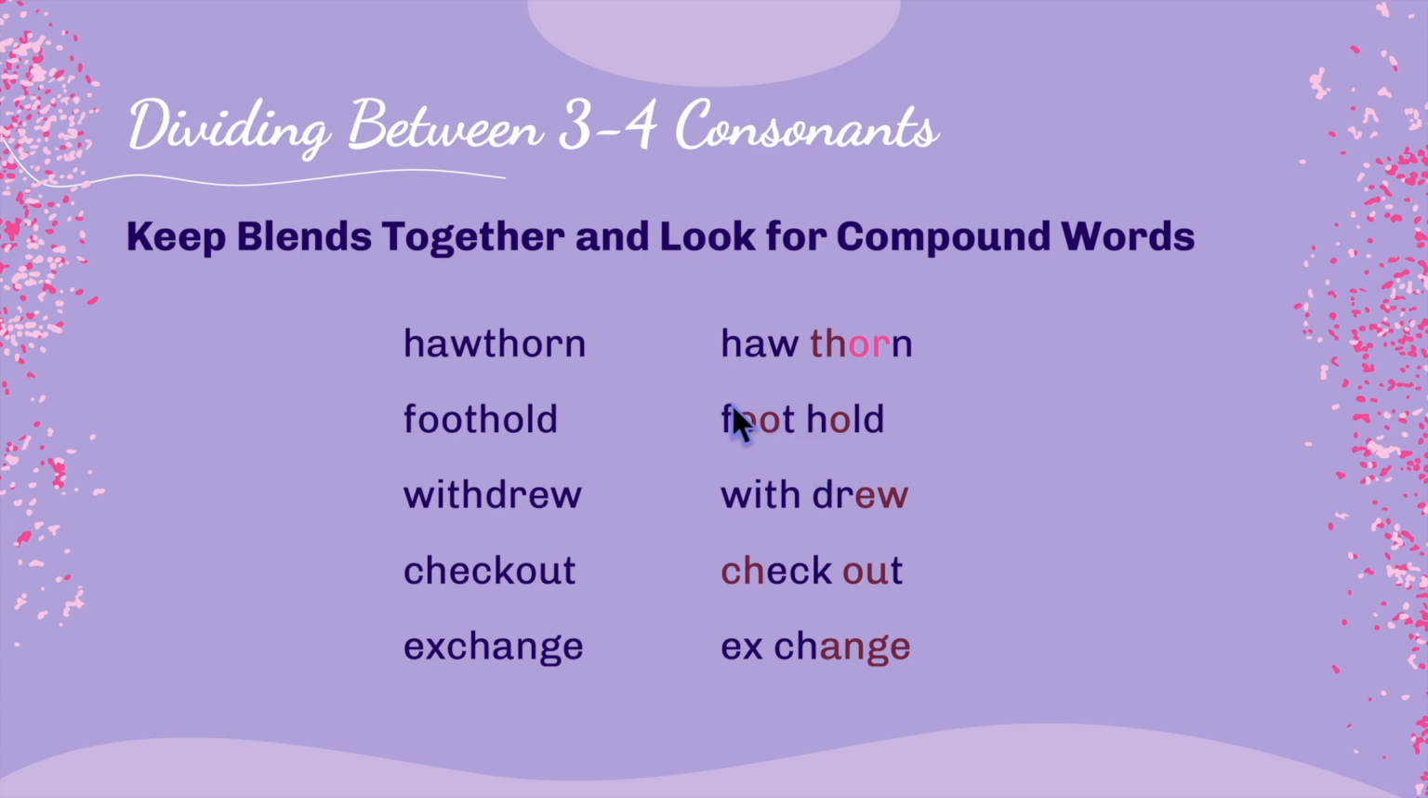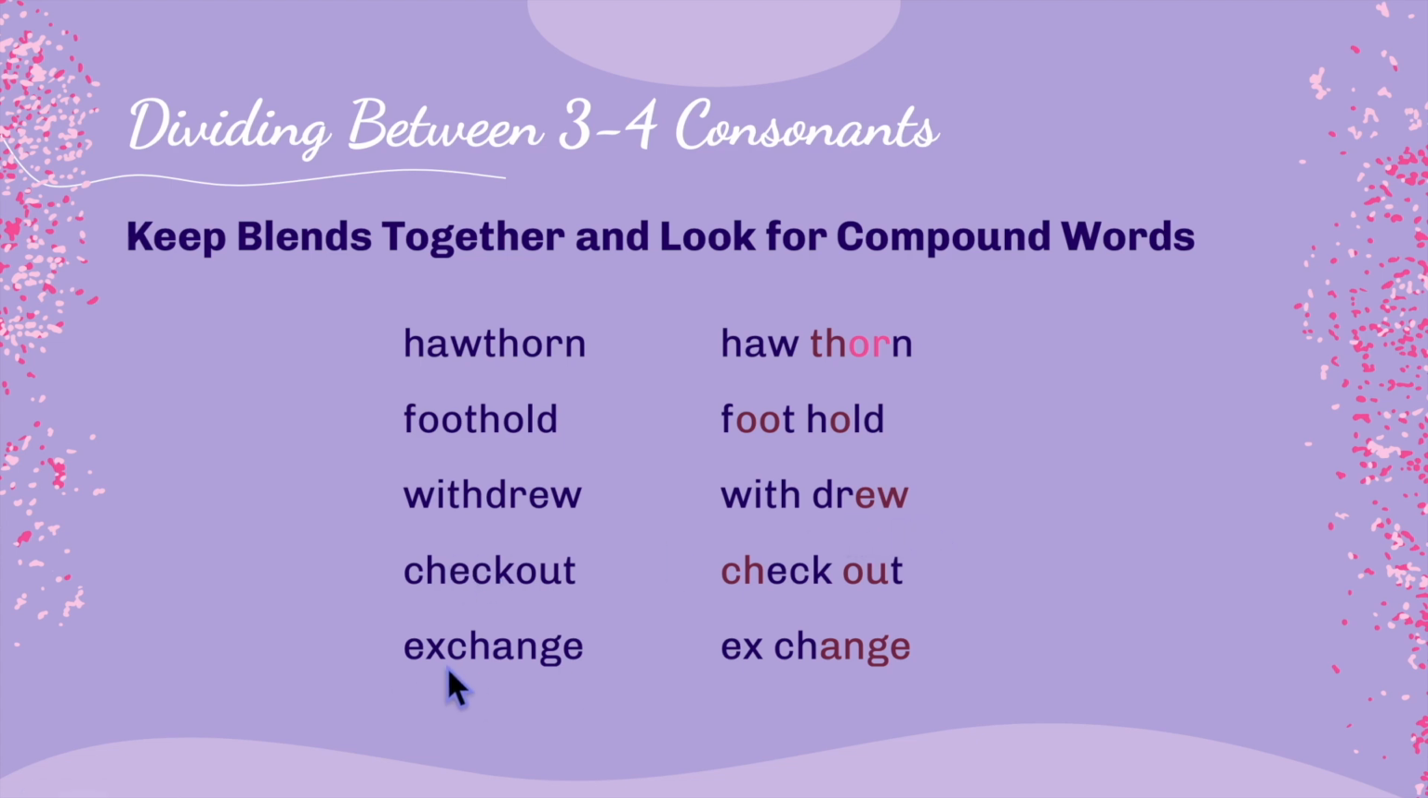Oh, right here I see a compound word. I see foot and hold, so foothold. Notice the long O. Right here, I see 4 consonants, so T and H together make one sound, so they have to stay together. And D and R are often together at the beginning of words, so let's split right here. Withdrew. Remember that EW has a long U sound.